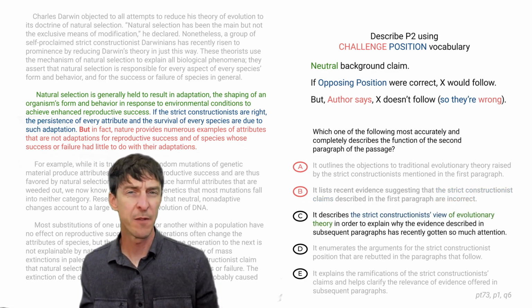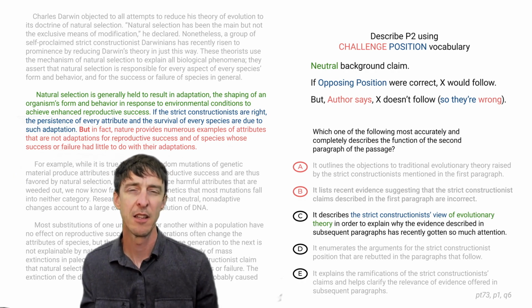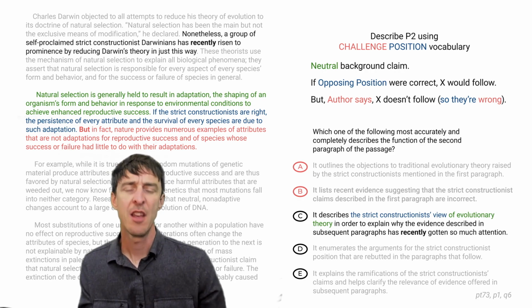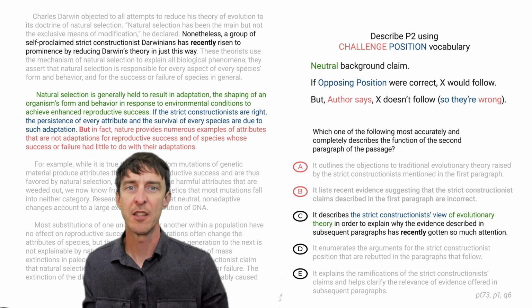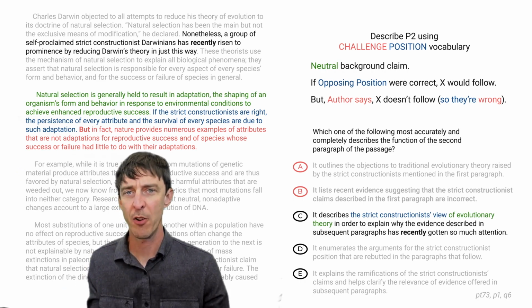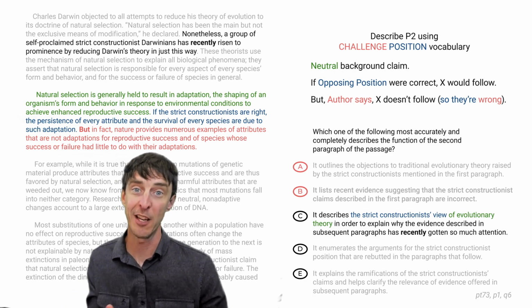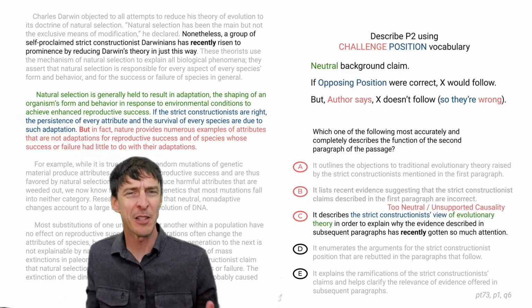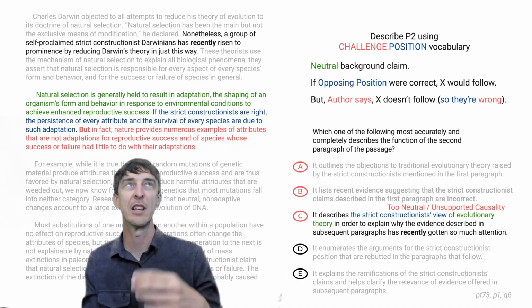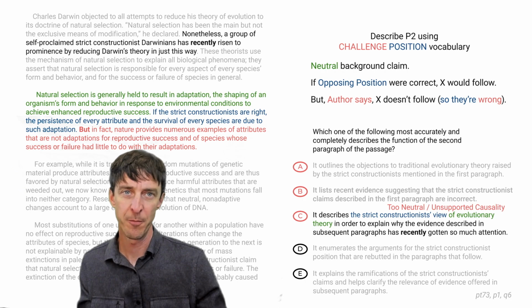The first half of C feels fine. It does describe their view of evolutionary theory in the second sentence. But it says this is to explain why it's gotten so much attention. In the first paragraph, they did talk about the idea that it's recently been getting some attention, but that doesn't follow through into the second paragraph. There's no causal explanation like, oh, this is why it's getting a lot of attention. And it would also just be too neutral. We need to hear the author show up in paragraph 2 and say, you guys are wrong. And so C is wrong for a couple of reasons.